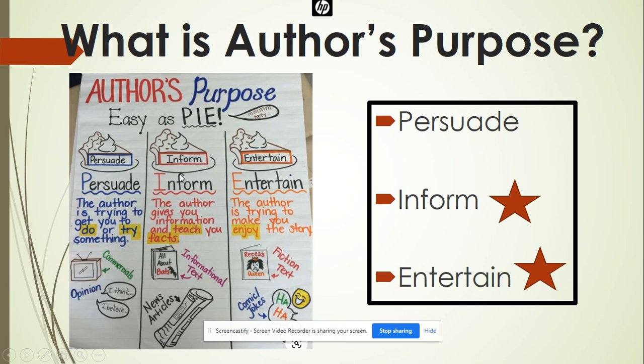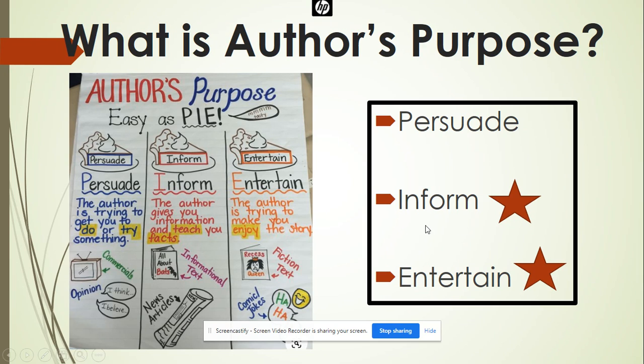The next one is inform. The author gives you information and teaches you facts. Another clue when an author is trying to inform you is that they will use real life pictures. And the last one is entertain. When the author's trying to entertain you, they're trying to make you enjoy the story or think something is funny. They might use make-believe characters, like, for example, maybe a squirrel is talking, or they're trying to make you laugh, like in the story Curious George.